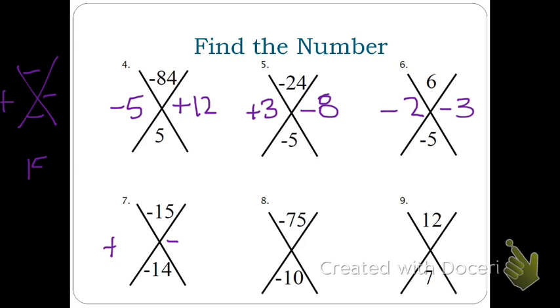The factors of 15 are 1 and 15, 3 and 5, and that's all of them. So we put positives on our small number, negatives on our bigger number. The only one that equals 14 are 1 and 15.